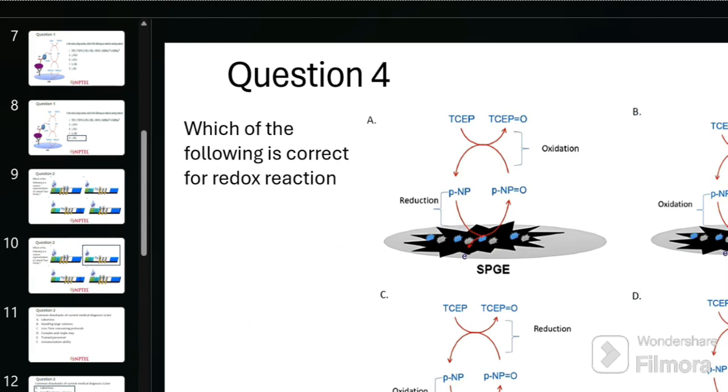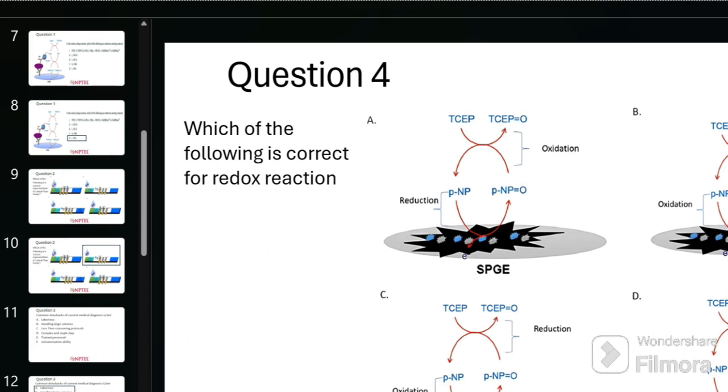Basically, which of the following is a redox reaction? You have to understand that the basic purpose of the screen printed graphene electrode is to sense the electrons that are coming out from the redox reaction. And for the electron release, only an oxidation reaction is there. Reduction is basically to take up electrons.